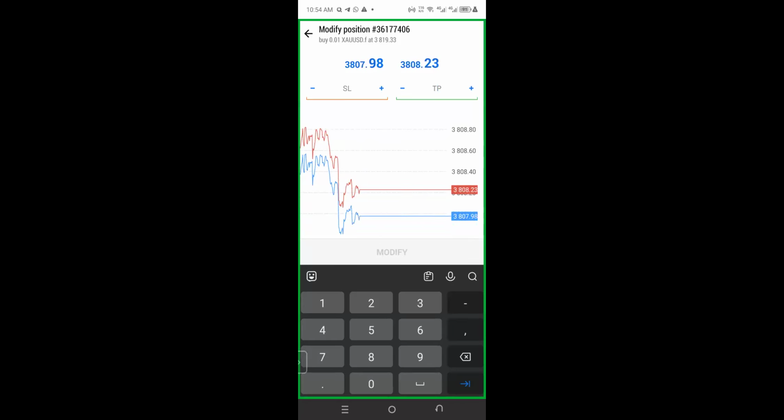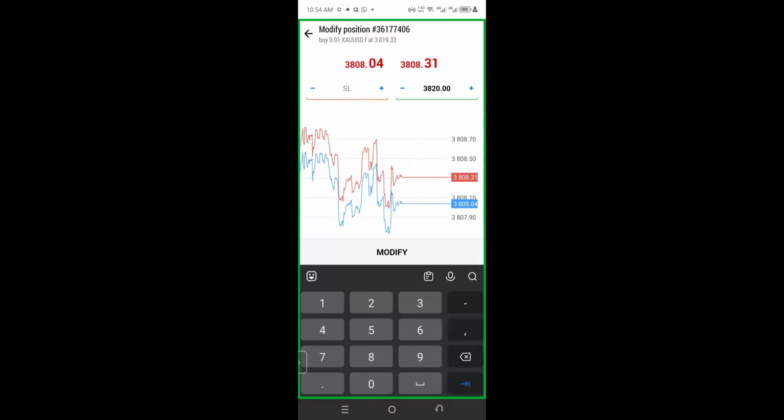So let me put the parameters. I put 38.19 right here, okay, let me just put 38.20. I don't want much from this trade anymore since it didn't favor me at the start. I just want to zeroize this. So I'm looking for 10 pips here. And then the stop loss should be 50 pips from entry.